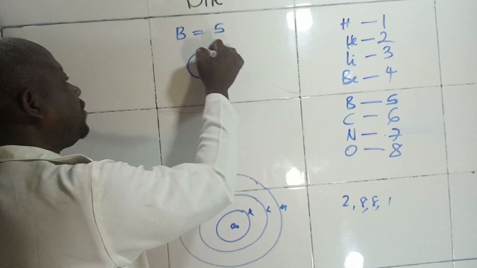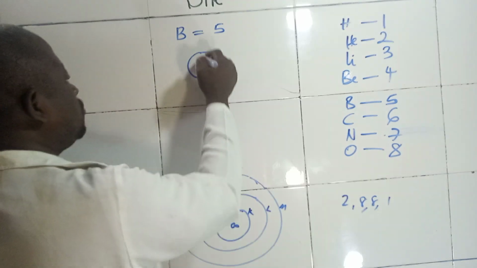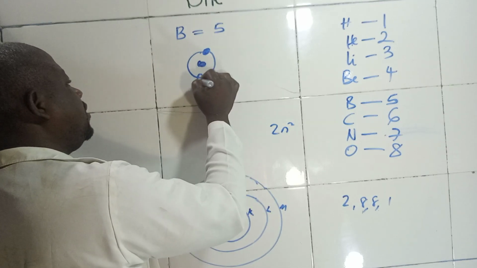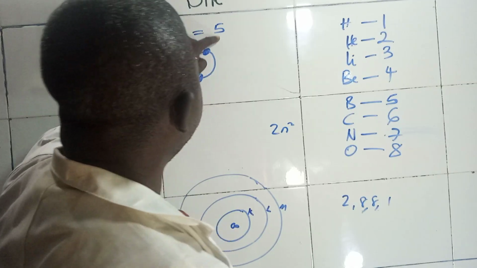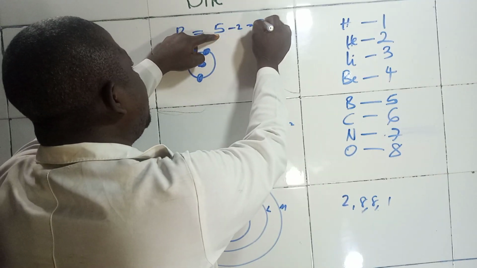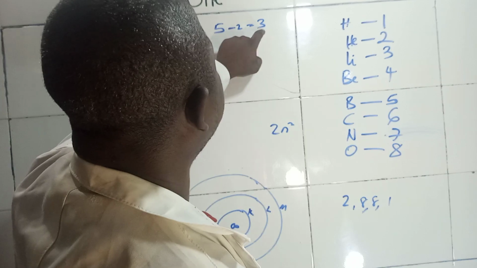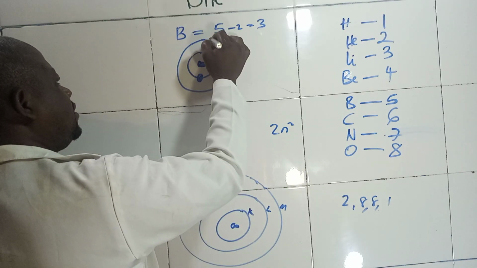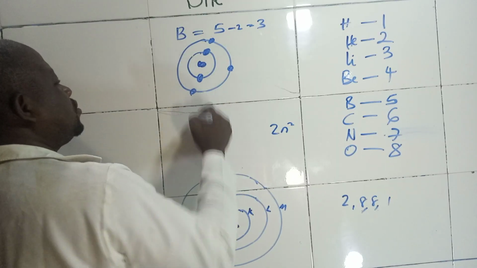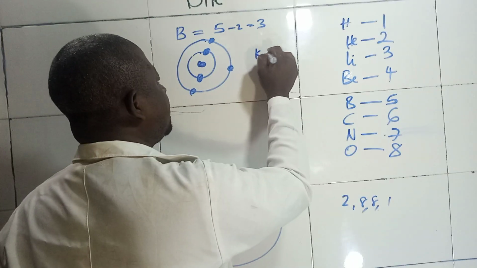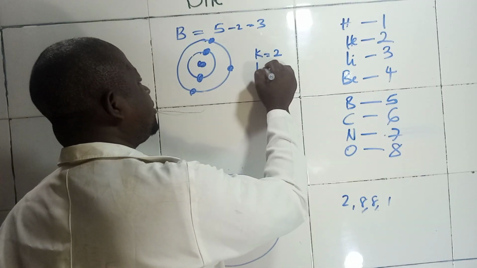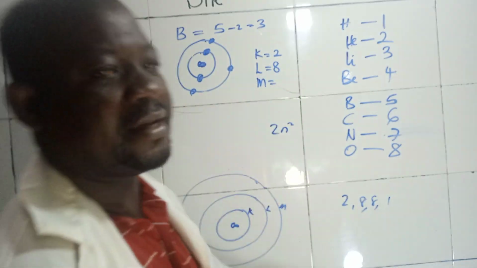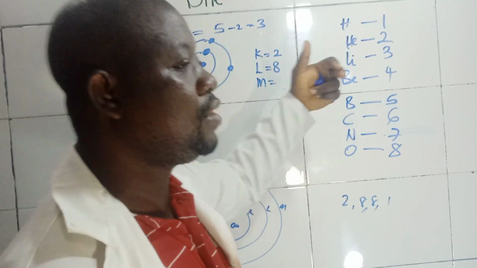So in the first shell, what's the maximum number of electrons you're going to have there? From that formula, 2n squared, the first shell will take 2 electrons. If the first shell is taking 2 electrons, how many will be left? Just minus 2, so I'll be left with 3 electrons. These 3 electrons will go to the next shell, which is the L shell. The K shell can only take a maximum of 2. The L shell can take up to 8, while the M shell can take more than that, but you have to break it down into 2, 8, 8.